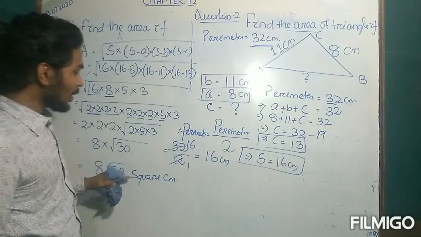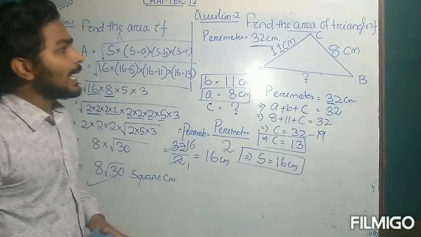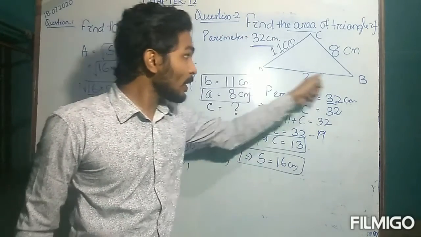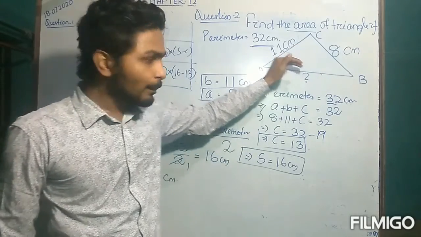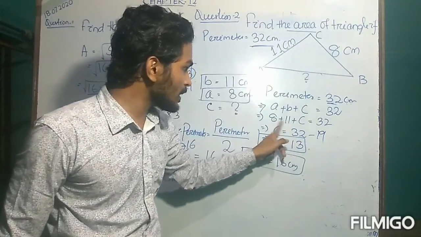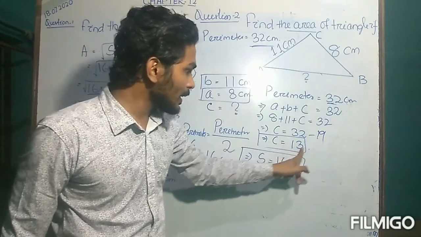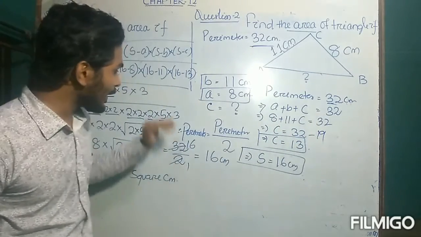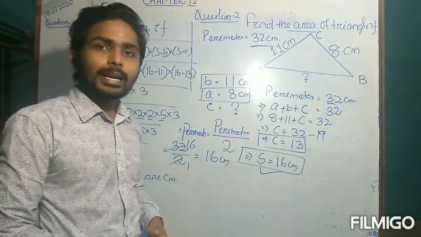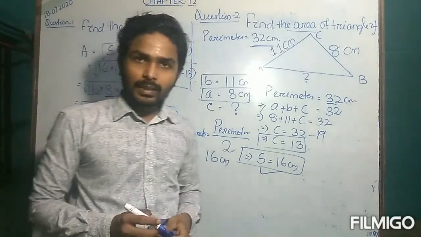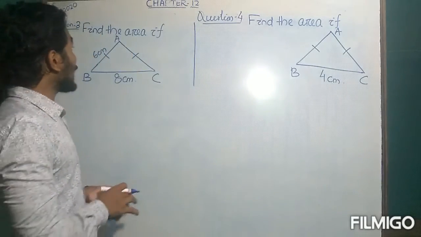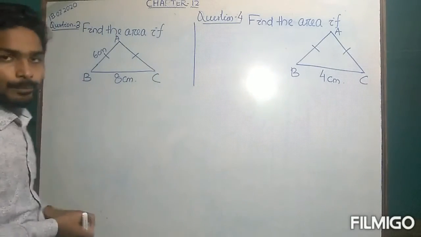Clear? So this is our area of the scalene triangle. If one side is not given but the perimeter is given, then that one side can be found out by subtracting the sum of these two sides from the perimeter, which will be 30. Then you need to find the S, 16, and put it in the formula, and you will get your result here. Clear? Okay.